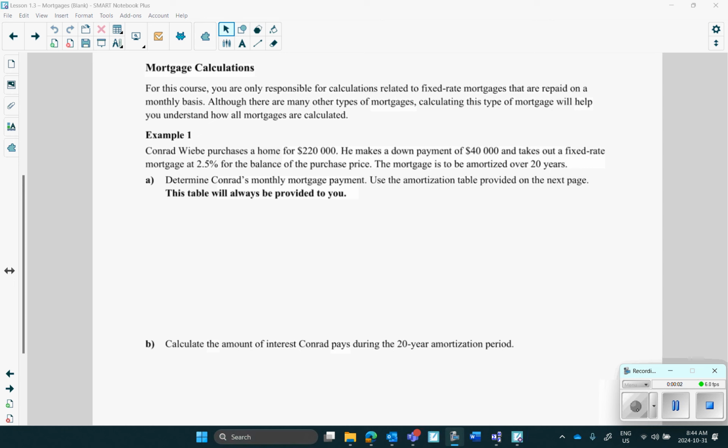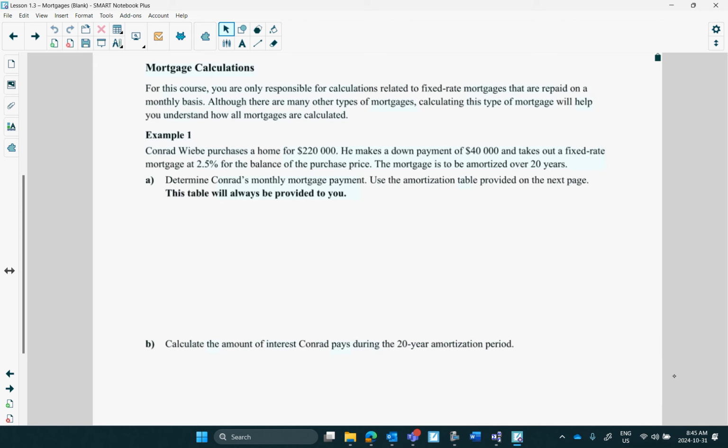So continuing on with our discussion of mortgages, remember we talked about what a mortgage was, the different vocabulary involved with mortgages, as well as types of mortgages. We're now going to just move on to some mortgage calculations that you need to be familiar with, and they're going to be based on fixed rate mortgages, not the variable rate where the interest rate fluctuates. And it's going to be based on per month, not every second week. So that's what our calculations are going to be based on.